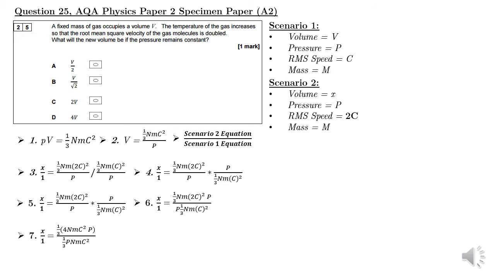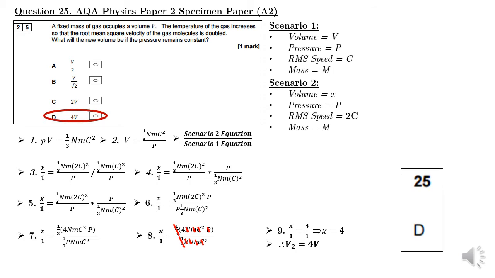So from here we can just simplify things a bit and make it look nice. And then we can now cancel out all the similar terms. So a third cancels out top and bottom. Pressure cancels out. Number of molecules cancels out. The mass cancels out, and also the RMS speed cancels out. So what we've got left over, if you look, is just 4 over 1. So x is going to equal 4. So we know the new volume will be 4V, because 4 is the coefficient of V. So the answer would be D. And I've circled it there, and as you can see, I took a screenshot from the mark scheme, and the answer is D.